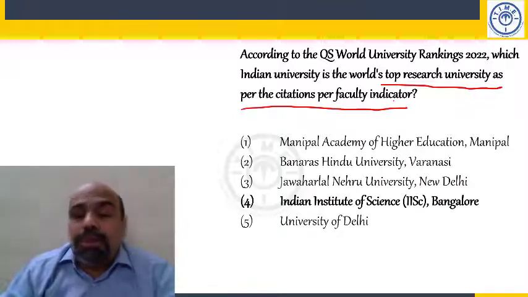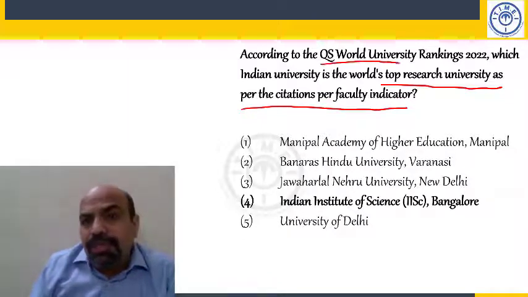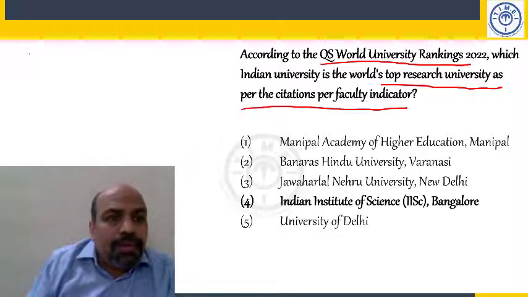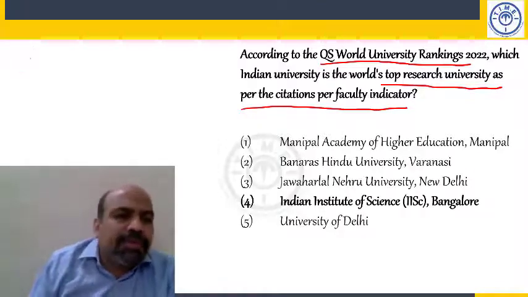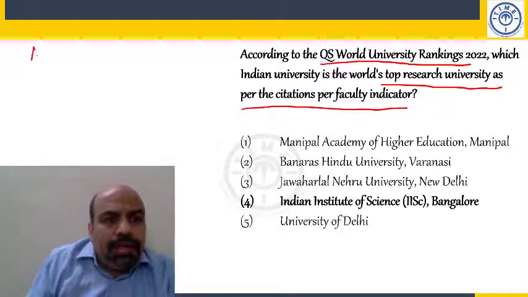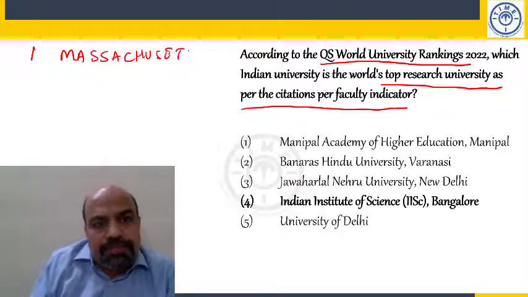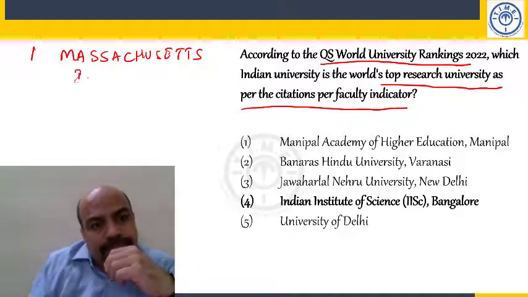But what are the top universities in the world? So you could take this title here, QS World University Rankings 2022, and you should know about the top three. Top three is enough here. One, MIT. MIT is Massachusetts Institute of Technology.